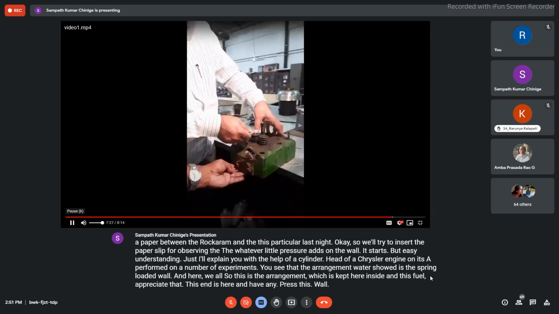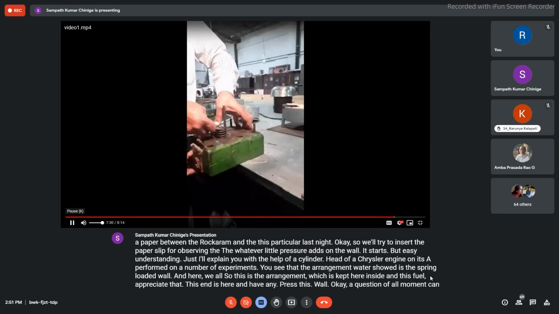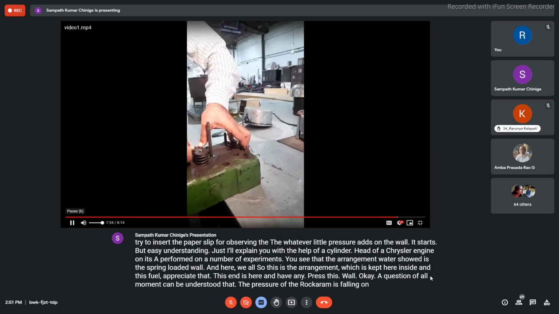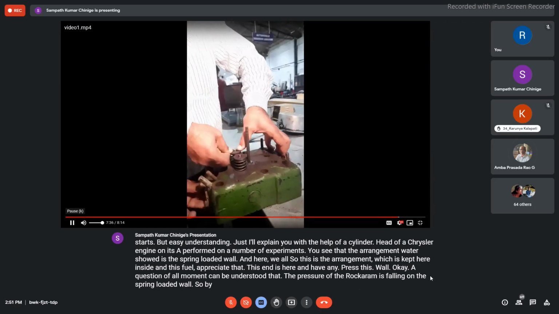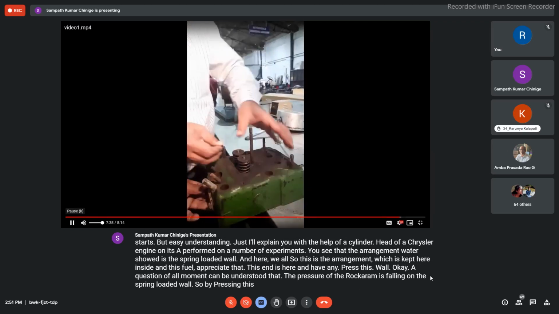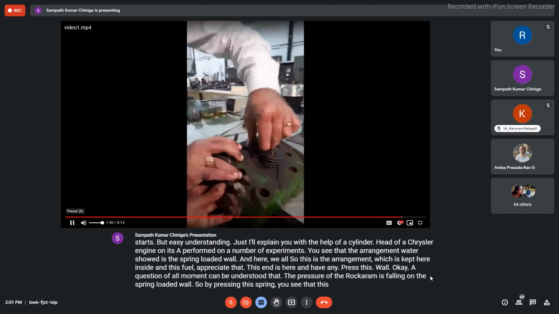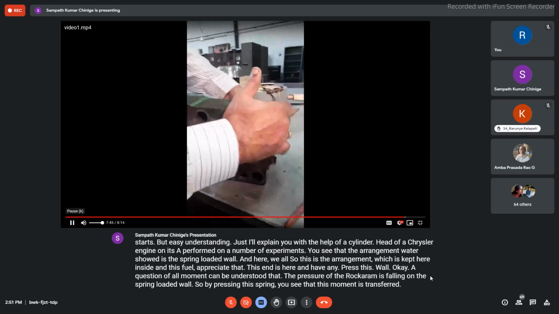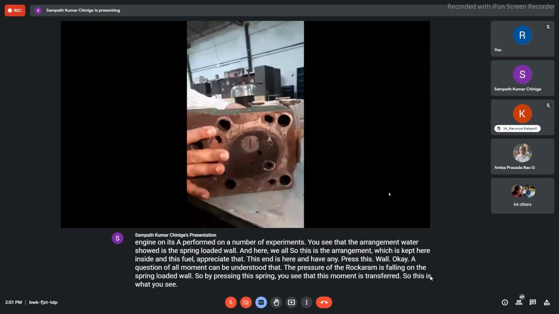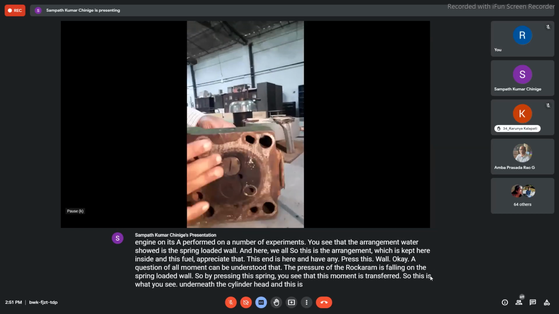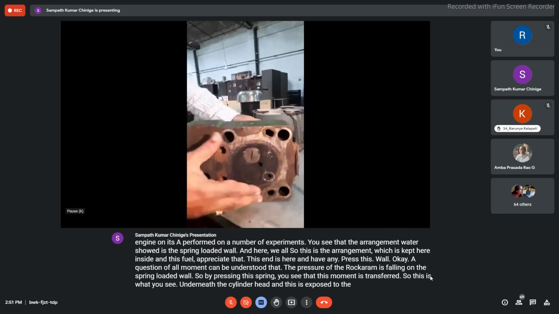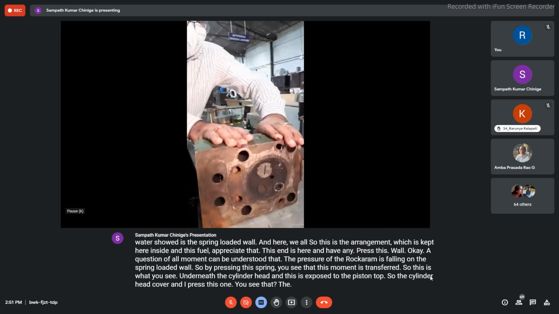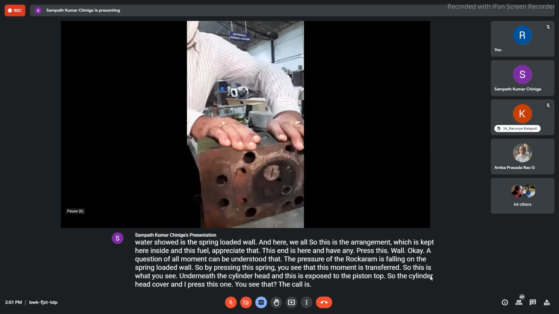the actuation of the valve movement can be understood: the pressure of the rocker arm is falling on the spring-loaded valve. So by pressing this spring, you see that this movement is transferred, and this is what you see underneath the cylinder head, exposed to the piston top. So when I press this one on the cylinder head cover, you see that the valve is being operated.